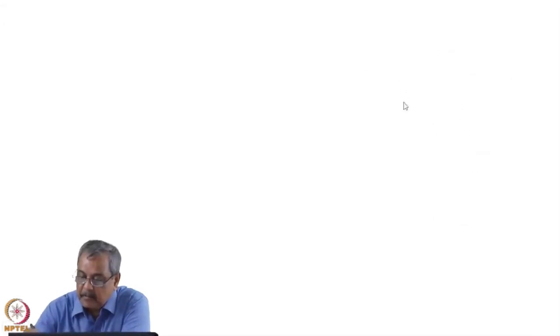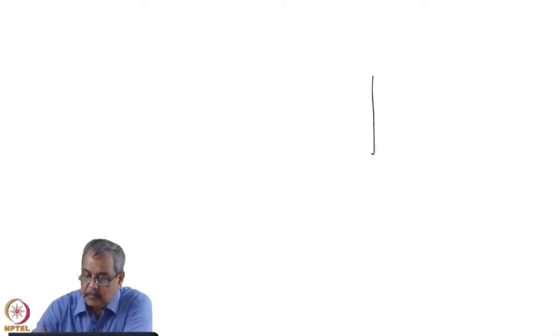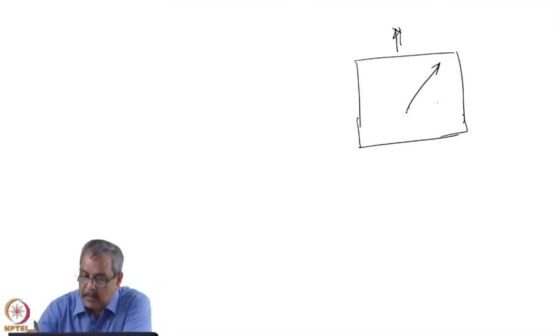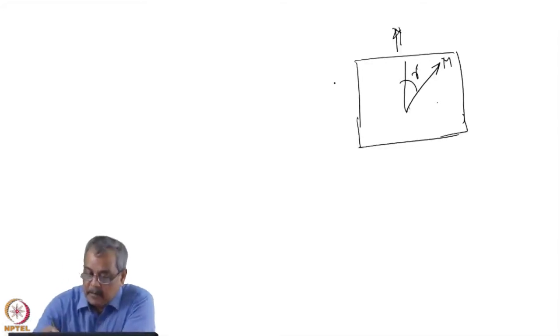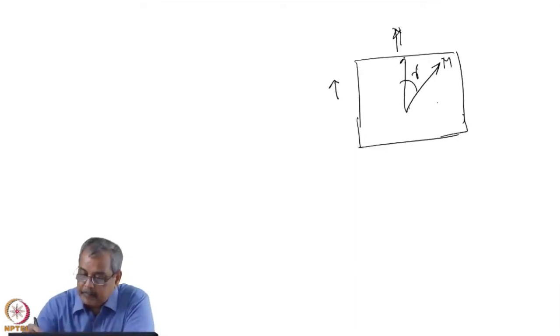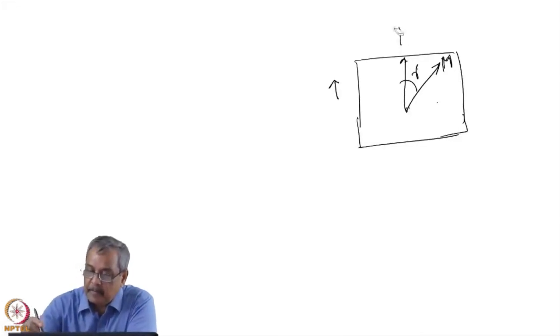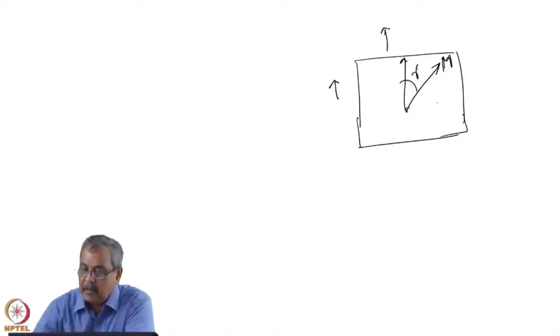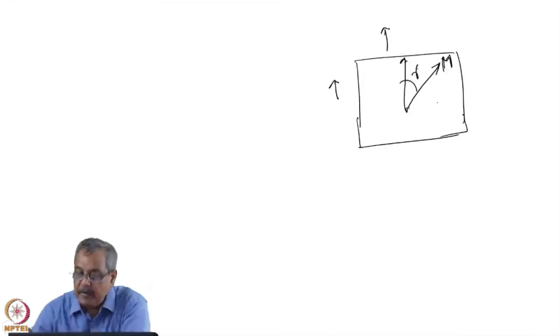Let us say it is at an angle gamma. This is the magnetization. Now let us consider this is the neutron spin. This is the angle gamma, and this is the angle M in plane that it makes with the applied field. This is the applied field direction. Now this M I can resolve into two components.